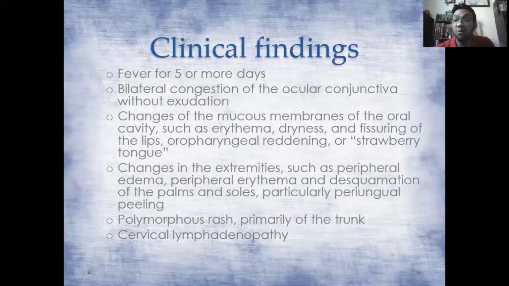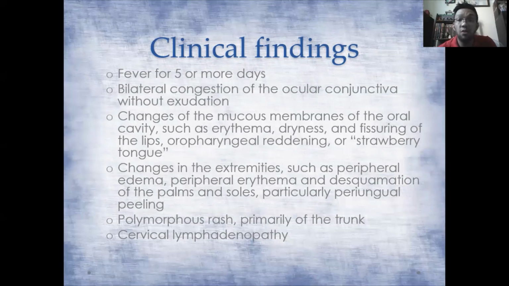Fever for 5 days, and there's bilateral congestion of the conjunctiva without exudation. Eyes are also affected, with changes of the mucous membranes of the oral cavity, such as erythema, dryness, and fissuring of the lips. This was what was seen on my son. Doctors thought at first it was measles. When they saw that his lips were fissuring, they referred him to a cardiologist.